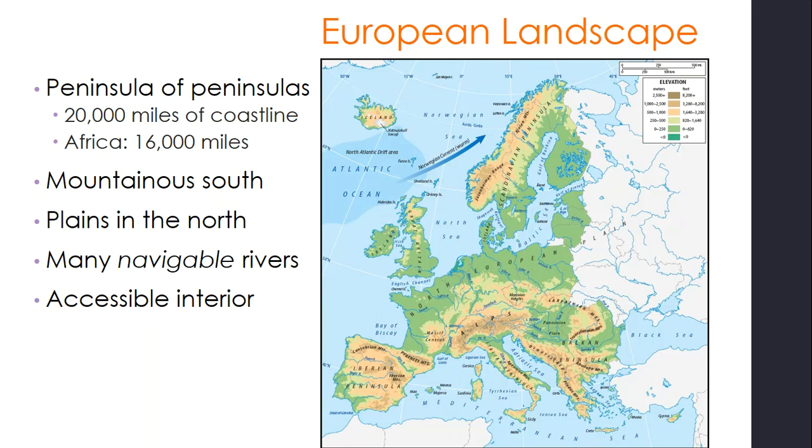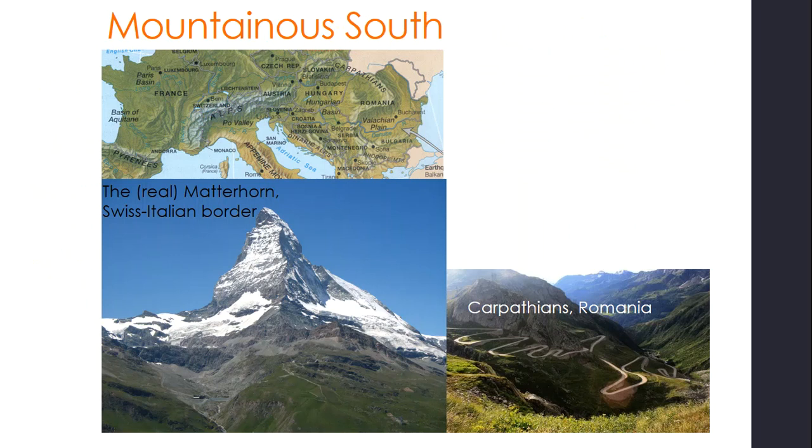And so when we talk about Africa, we're going to talk about the fact that it has a much shorter coastline. Its rivers generally are not navigable, which means you can't bring ships up them. They're very shallow and have lots of waterfalls. And so the interior of Africa was not very accessible as opposed to the interior of Europe, which was.